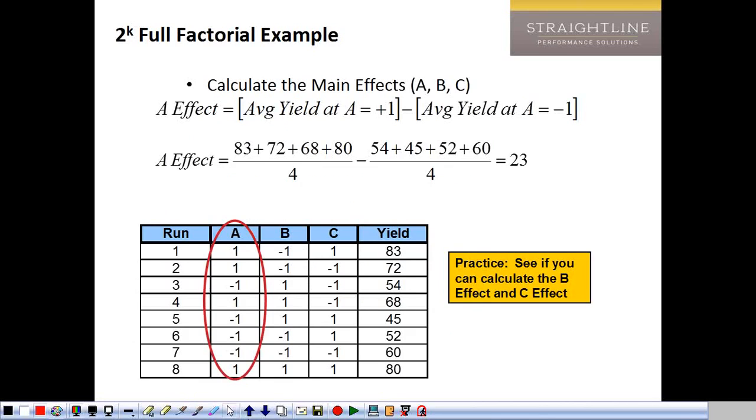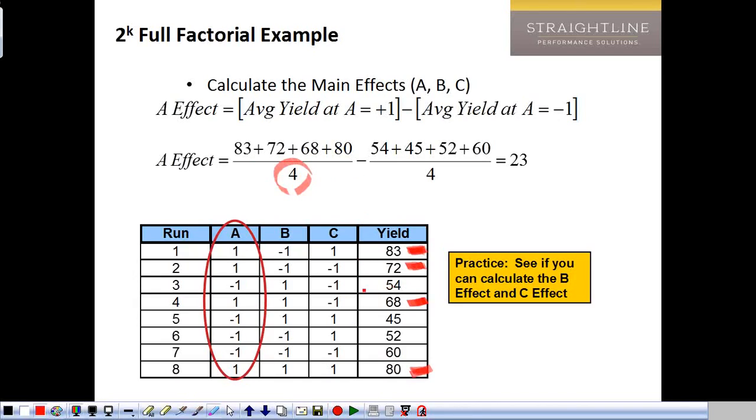So for example, the mean is just an average of all of these amounts. The effect of A is to take all the plus A's, all the A's when A is plus 1, which I will actually highlight here just so that you'll see it. That's a plus 1. That's a plus 1. That's a plus 1. There should be one more. That's a plus 1. And those all go up there. So 83, 72, 68, and 80 divided by 4.